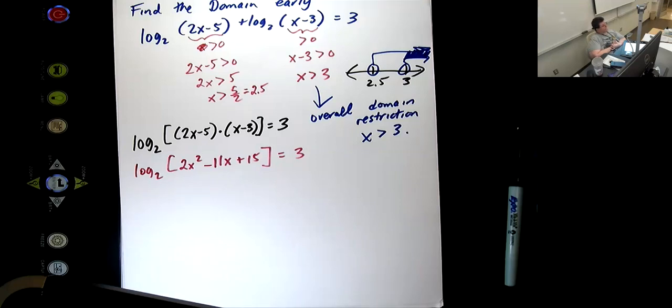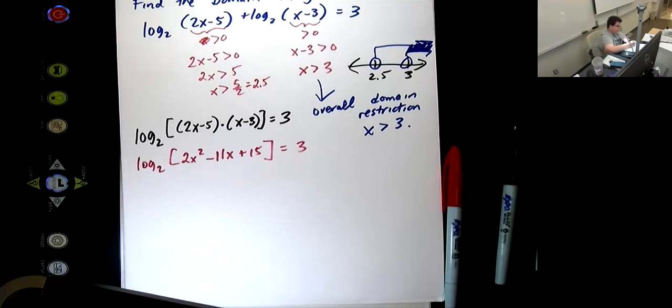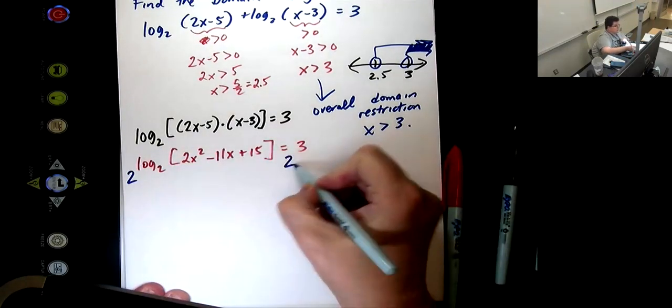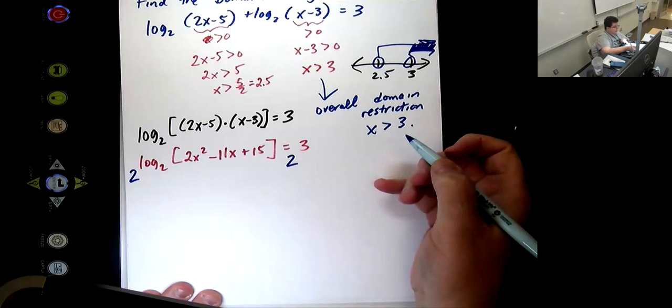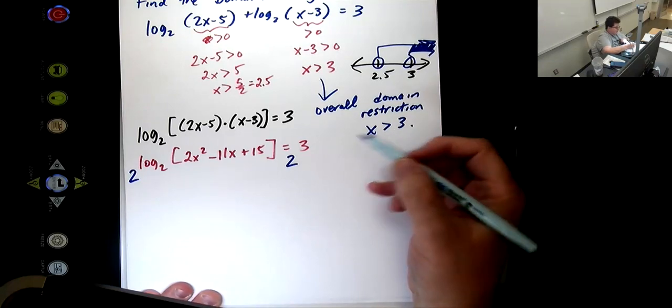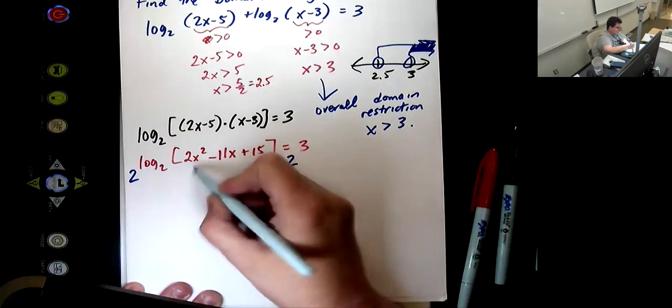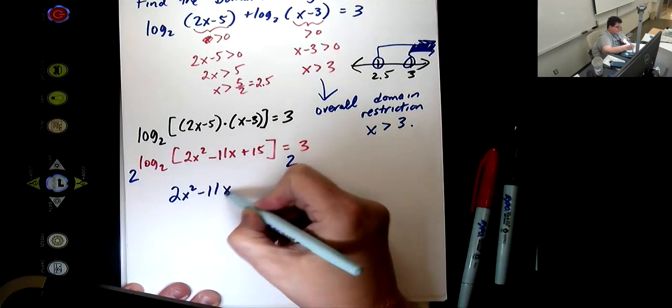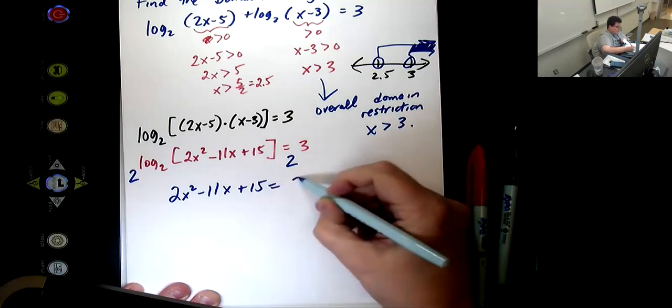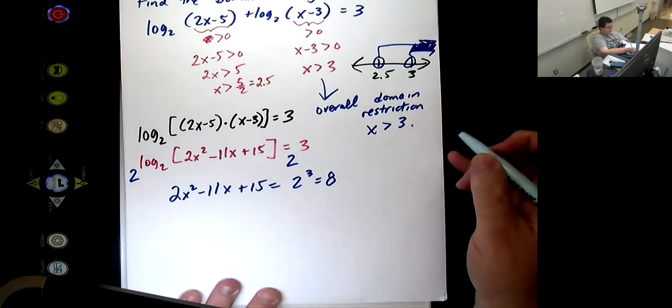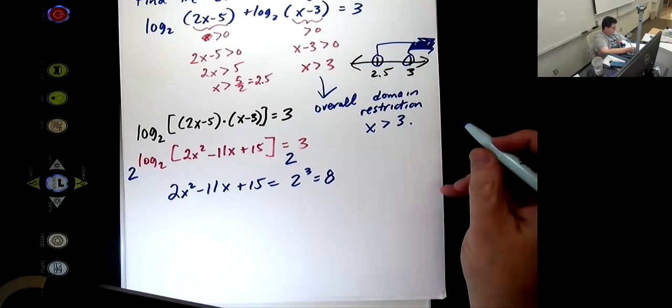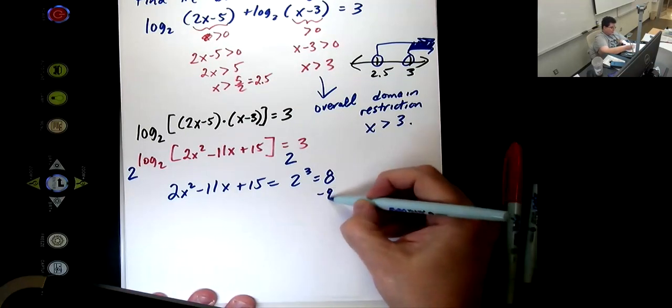Now what? We make it base of 2. Like do this, raise each side. Raise each side of 2. Yeah, like this. So we end up getting 2x squared minus 11x plus 15 equals 2 cubed, which is 8. That's very valid. That's a good strategy. I like that. I will subtract the 8 over.